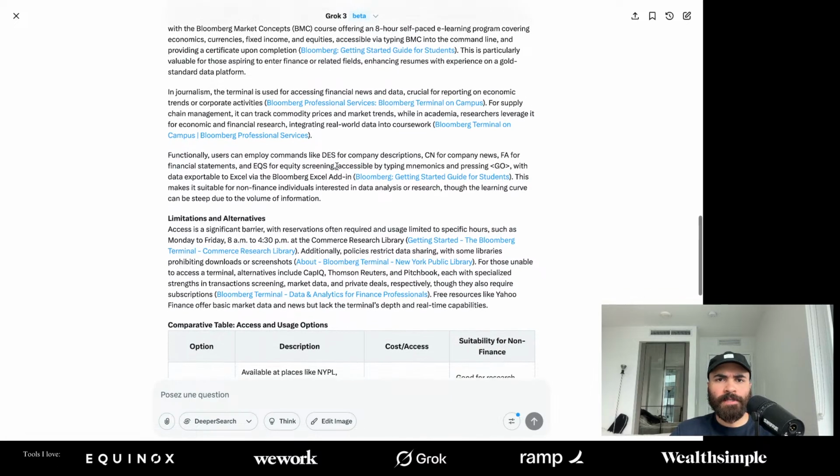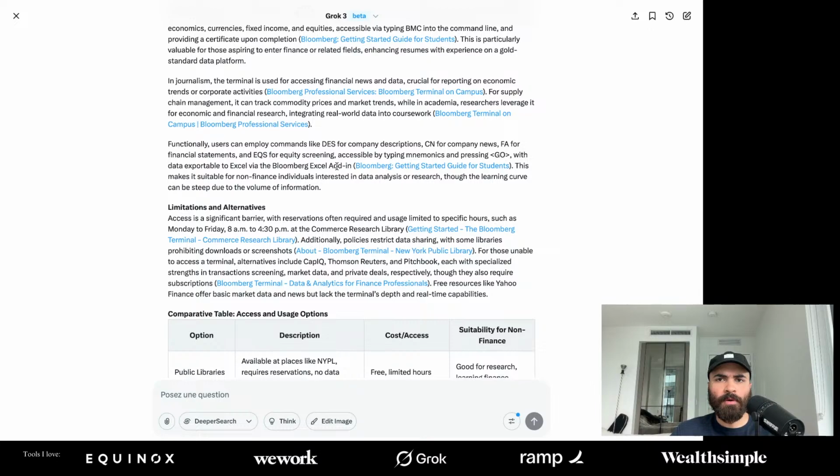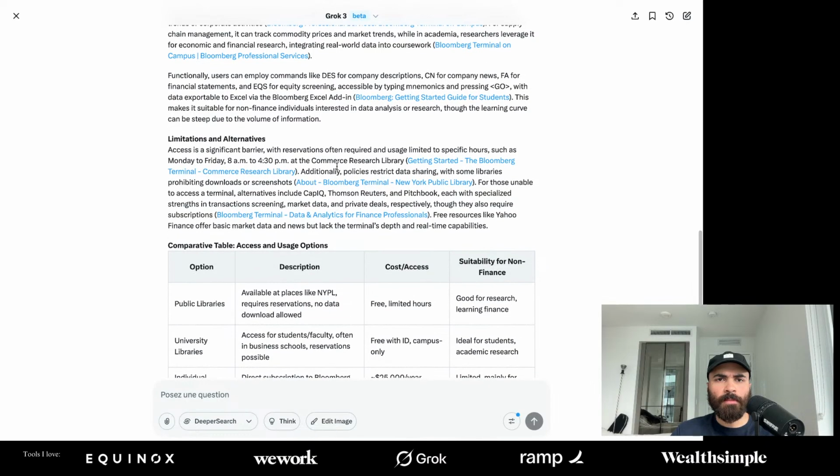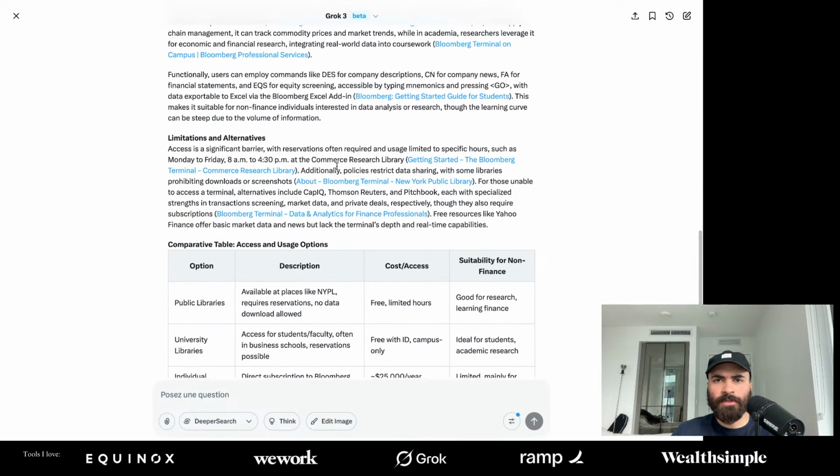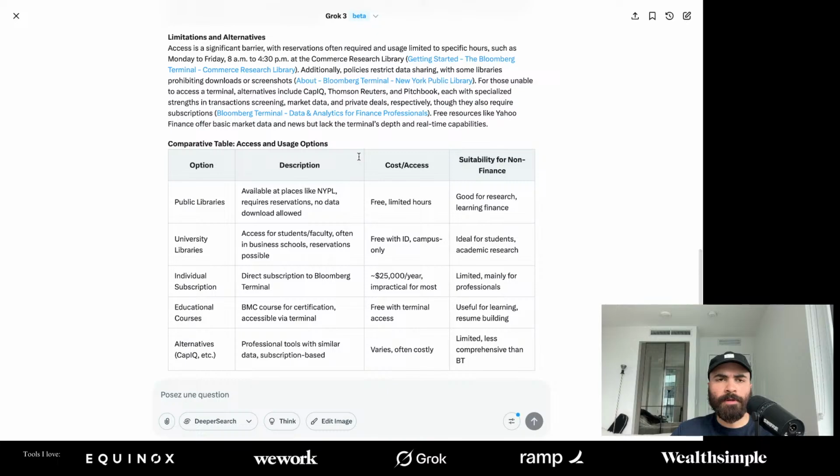The terminal is used for accessing financial news and data, crucial for reporting on economic trends or corporate activities. For supply chain management, it can track commodity prices and market trends, while in academia, researchers leverage it for economic and financial research, integrating real world data into coursework. Functionally, users can employ commands like DES for company descriptions, CN for company news, FA for financial statements. Okay. Limitations and alternatives.